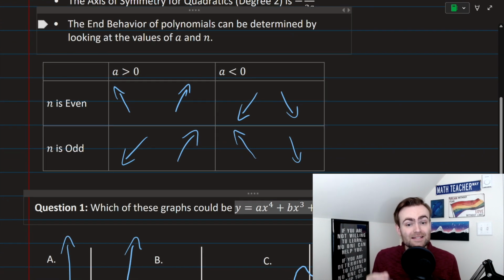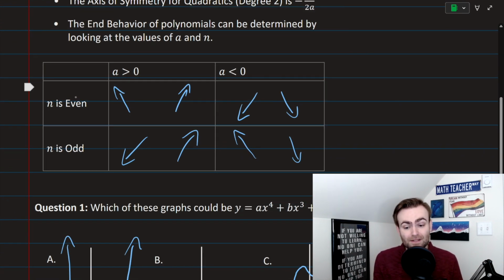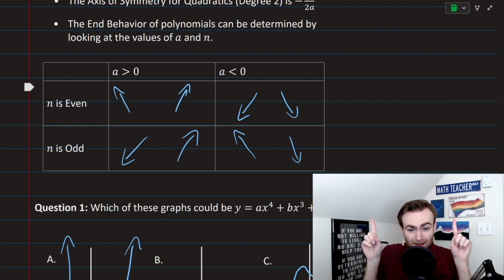If the highest exponent, the degree, is even, then the ends go in the same direction. Either the ends both go up or they both go down. What determines that? The leading coefficient, the coefficient of that term with the highest degree. If it's positive, then the ends are going up. If it's negative, the ends are going down. Relatively easy to remember. The odd one is where we're going to have some trouble.